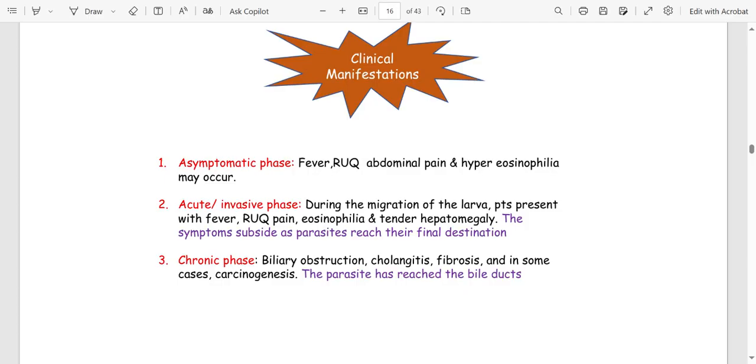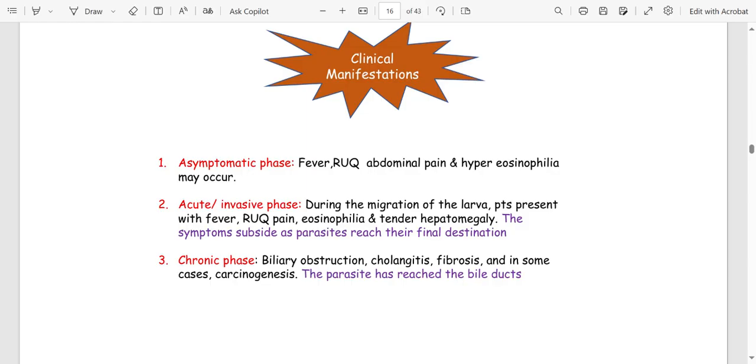Like when you're trying to press in the right upper quadrant of the patient, they're going to be feeling pain. Okay, so the symptoms will actually subside as the parasite reaches its final destination. And then in the chronic phase, this is now where there's biliary obstruction. There can also be cholangitis, inflammation of this biliary tract. There's going to be fibrosis. Okay, the liver can become fibrosed, and in some cases it can be carcinogenic, like a cancer can happen.